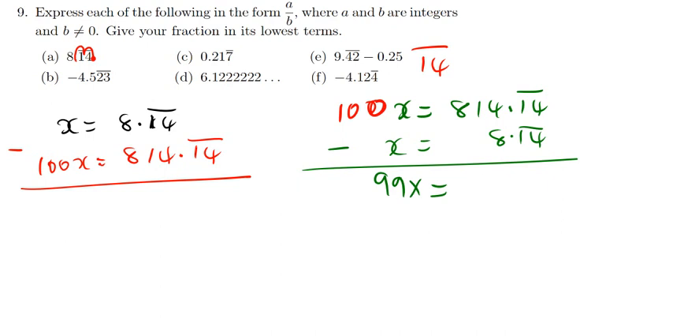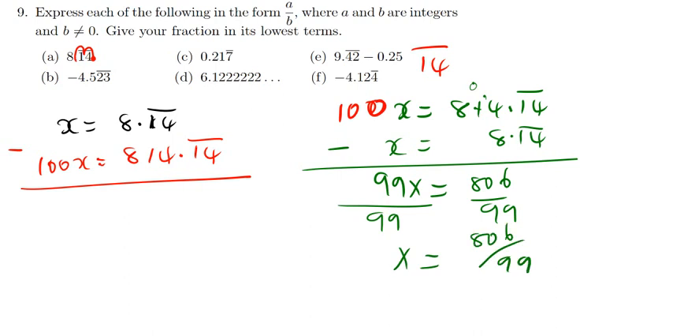Then this one is going to be 14 minus 8, which is 6. Then what are we going to have? We have borrowed 1 here, so here there is 0, so it's 806. Divide that by 99. So x will be equal to 806 divided by 99.